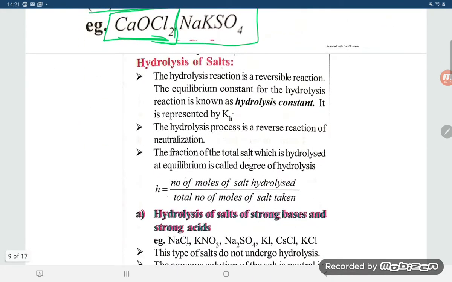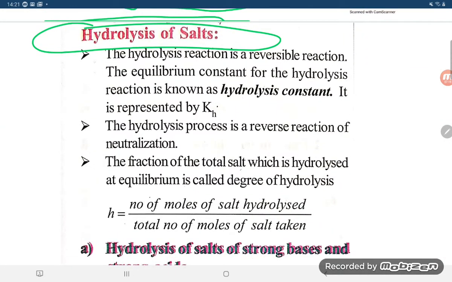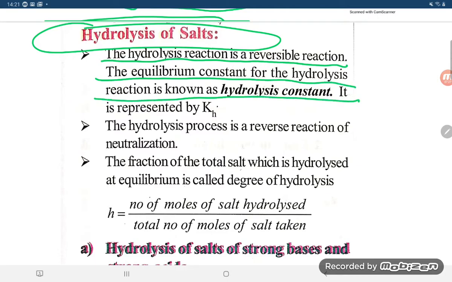Now we are going to understand the salt hydrolysis. What is the meaning of salt hydrolysis? Let us have a look over it. The hydrolysis reaction is a reversible reaction. The equilibrium constant for the hydrolysis reaction is known as hydrolysis constant. It is represented by Kh.